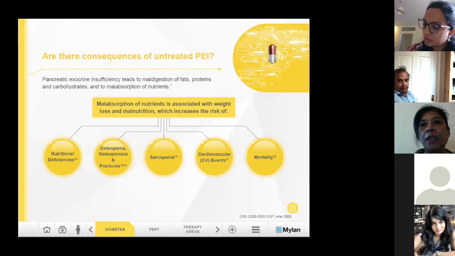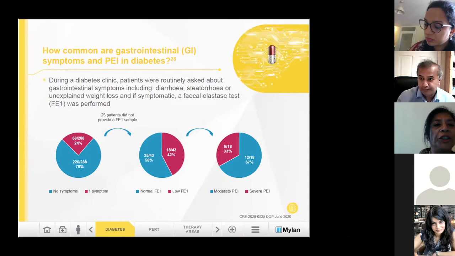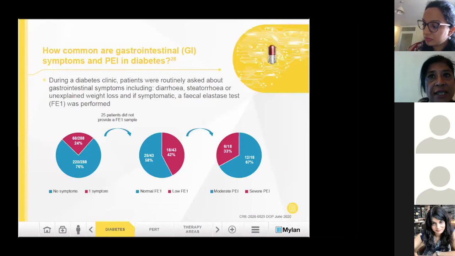So how common are GI symptoms in diabetes? Previous studies have suggested PEI is quite common in both type 1 and type 2 diabetes, where direct or indirect function tests have reported the presence of PEI. Approximately one half of cases of type 1 diabetes and a third of cases of type 2 diabetes.